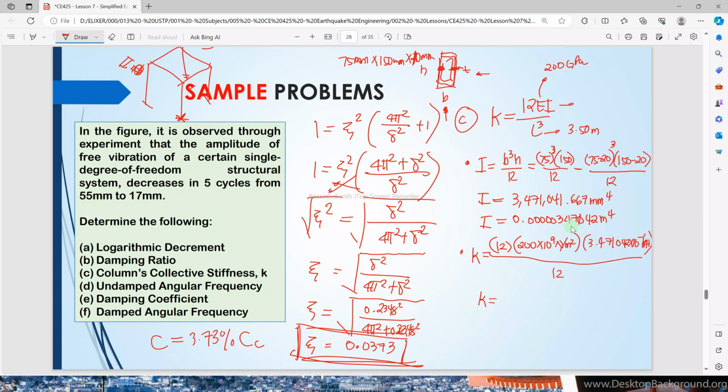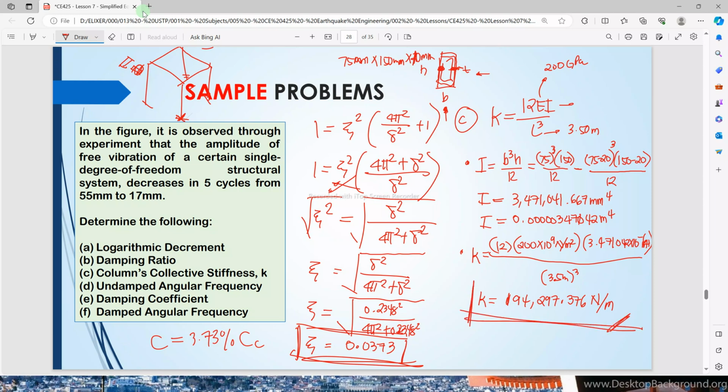So we have a stiffness, that is not 12, but rather L cubed, over 3.5 meters cubed. So you have a stiffness equal to 194,297.376 Newton per meter.